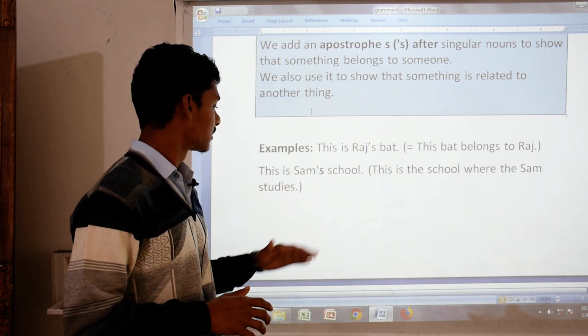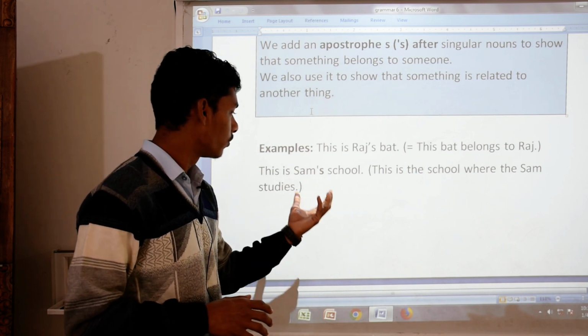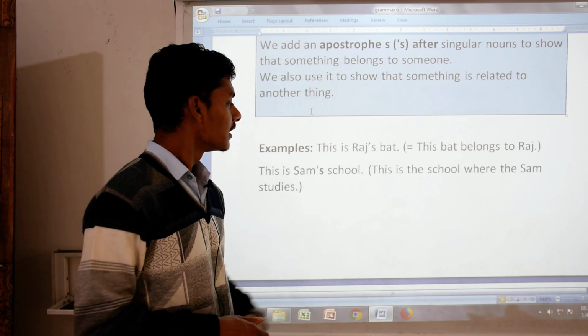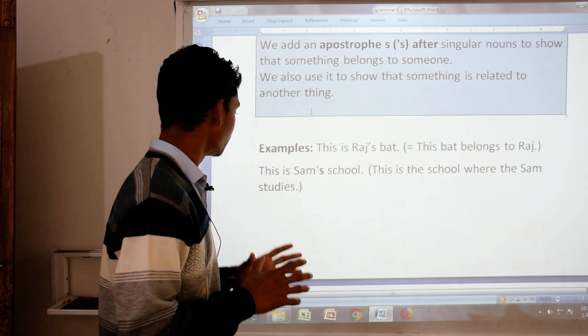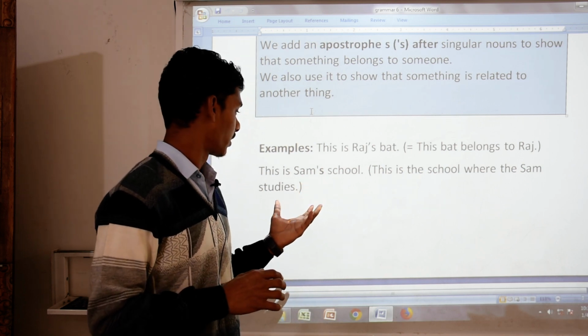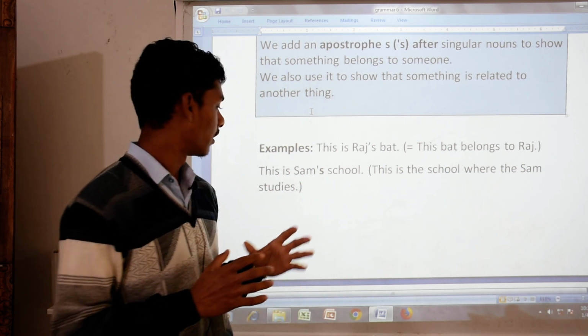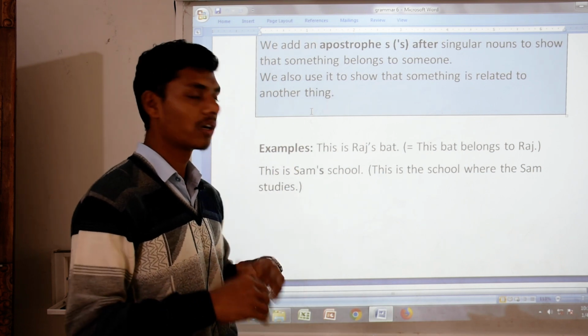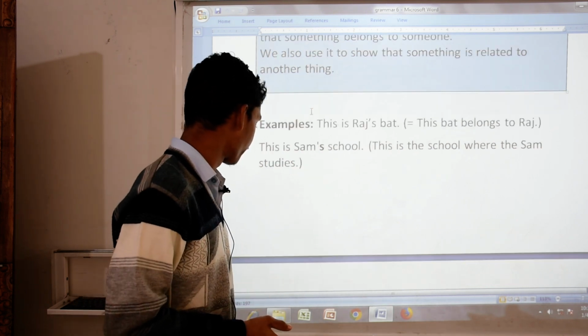This is Sam's school. Whom does the school belong to? Sam's. This is the school where Sam studies. Here we are talking about a place. So what is the place? School. And who studies there? Sam studies there. It is talking about Sam's school.